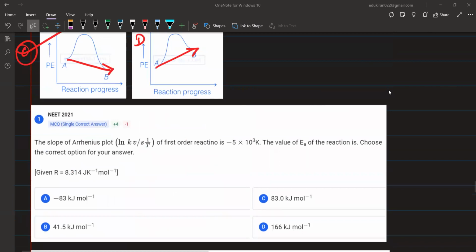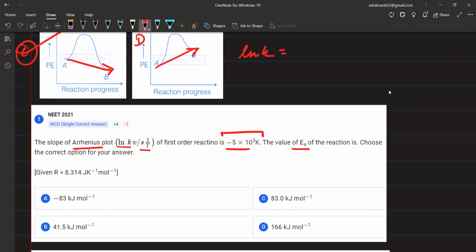Try this. The slope of the Arrhenius plot of ln K versus 1 upon T for the reaction is -5 into 10 to the power 3. The value of EA for the reaction is, choose the correct option. What is the slope for ln K versus 1 upon T? What is the equation that we have?